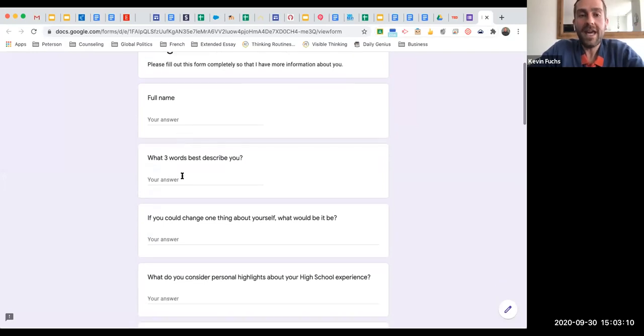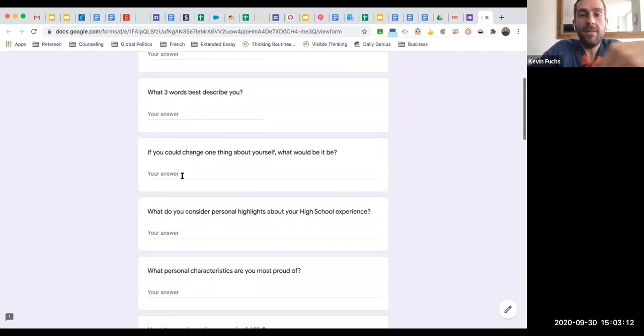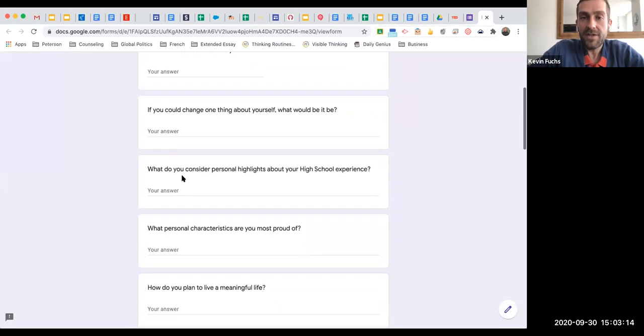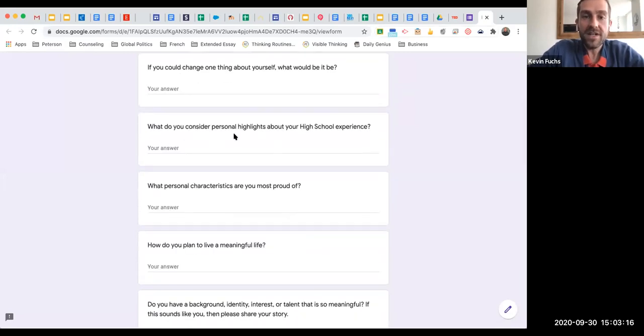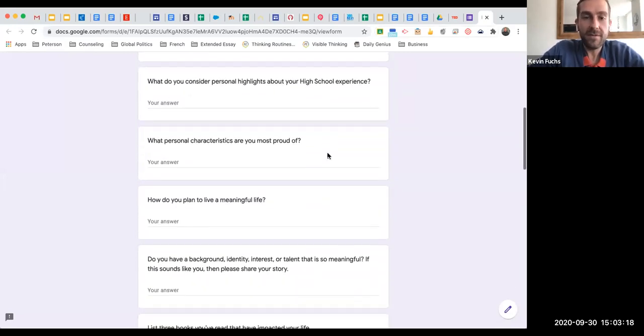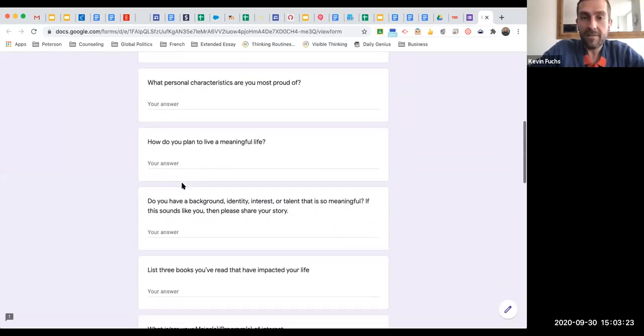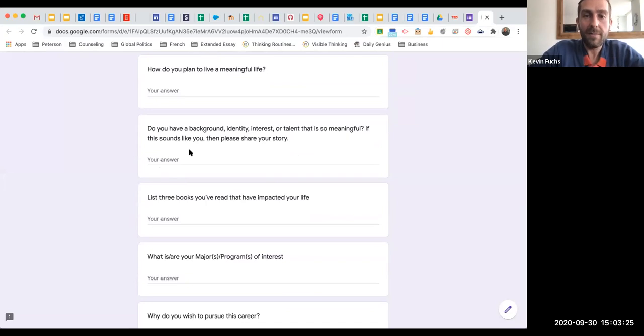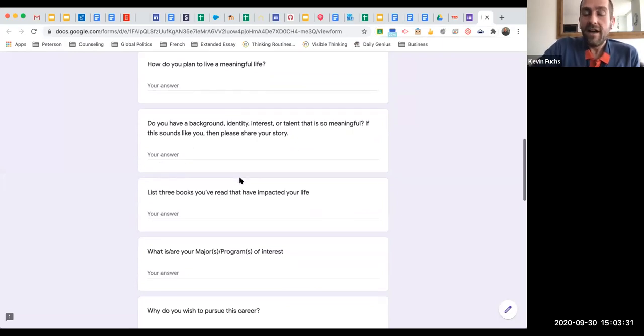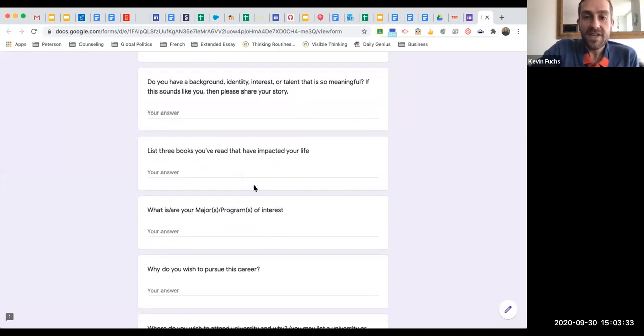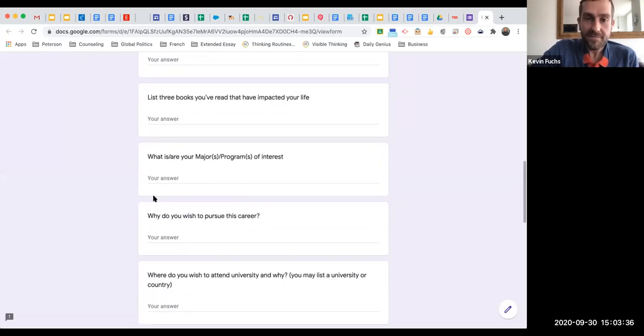So full name, the 3 words that best describe you. If you could change one thing about yourself, what would it be? What do you consider personal highlights about your high school experience? What personal characteristics are you most proud of? How do you plan to live a meaningful life? Do you have a background, interest, identity, talent that is meaningful, right? Share your story, list 3 books that you've read that impacted your life.